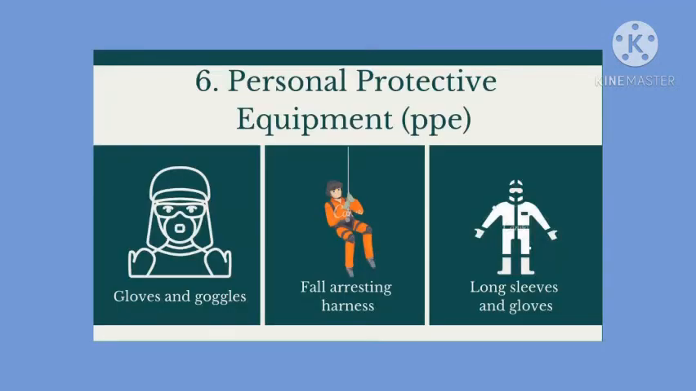And lastly, personal protective equipment or PPE. Provide suitable and properly maintained PPE and ensure employees are trained in its proper use. Provide protective gear for workers to wear as a last line of defense. Personal protective equipment limits exposure to the harmful effects of a hazard, but only if workers wear and use the PPE correctly. For example, gloves and goggles, fall arresting harness, and long sleeves.